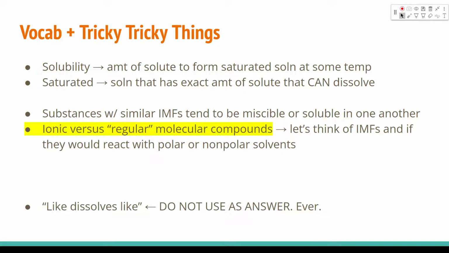So like I said, like dissolves like, so polar dissolves polar, non-polar dissolves non-polar. Do not use that as an answer in an FRQ or anything. Never. It's not explaining enough. You have to explain IMFs. You have to explain interactions. Like dissolves like is just an easy way to remember it, but you need to know why that occurs. So talk about IMFs, or if it's ionic, talk about the ion to the hydrogen bond or whatever. Just make sure to describe why.